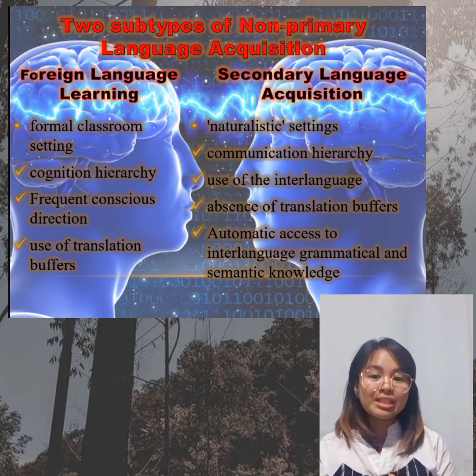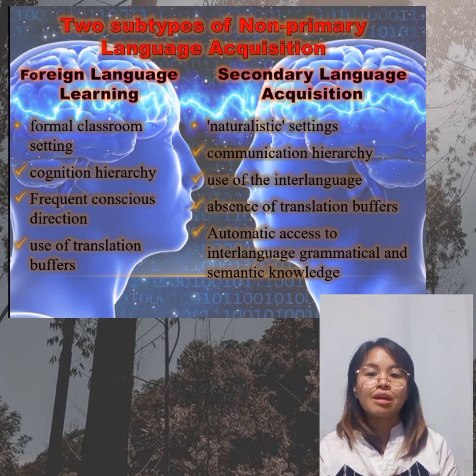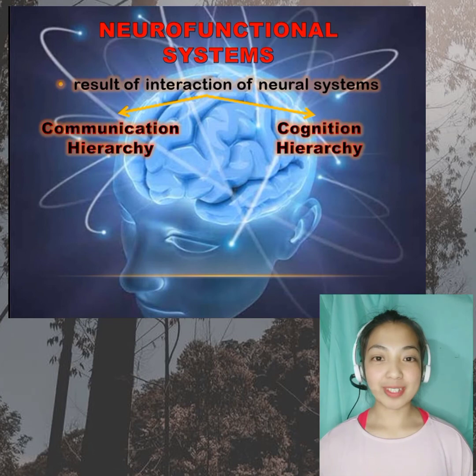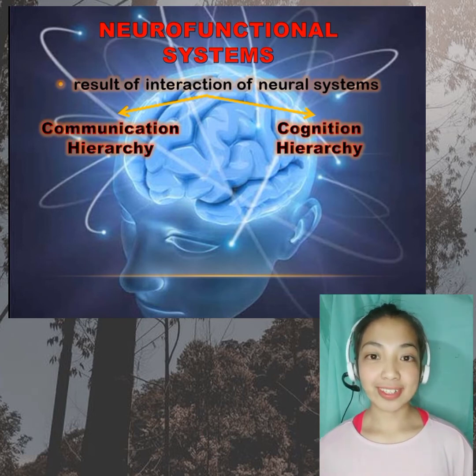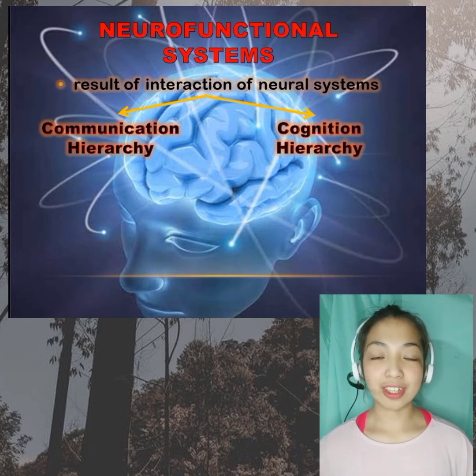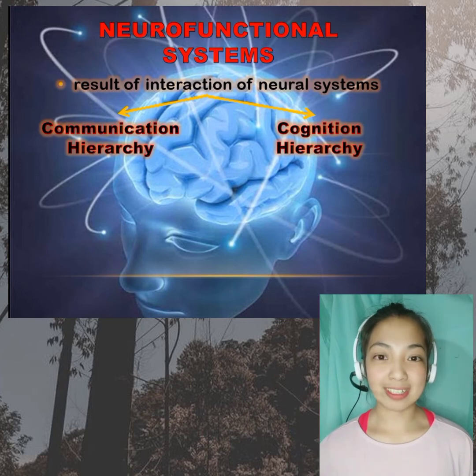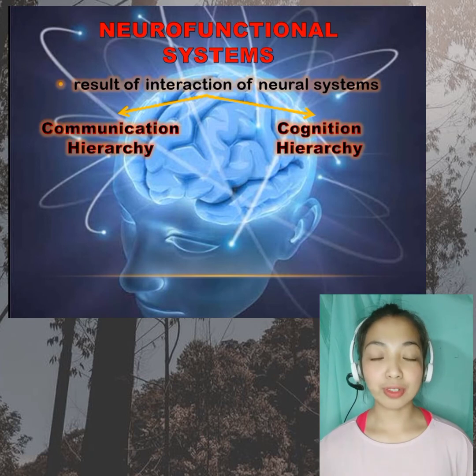Now, let us hear from Miss Angel what neurofunctional systems are. The neurofunctional theory doesn't only present the types of language acquisition, but it also presents the neurofunctional system. Neurofunctional system is a general term referring to the result of the interaction of the neural system of the brain and the environmental condition. The two types of language acquisition possess different neurofunctional systems, which in turn hold a variety of functions and contribute to information processing.